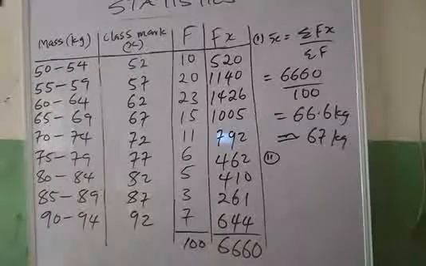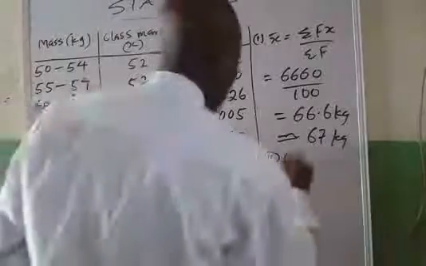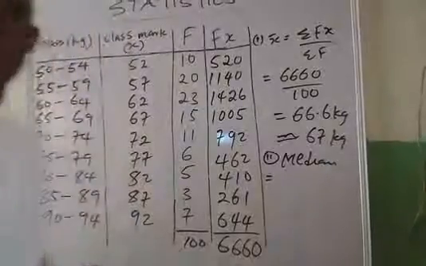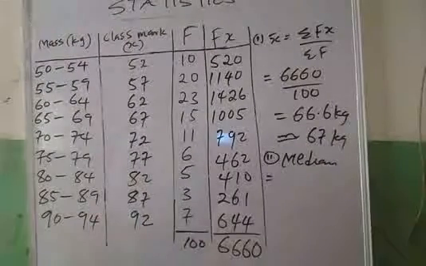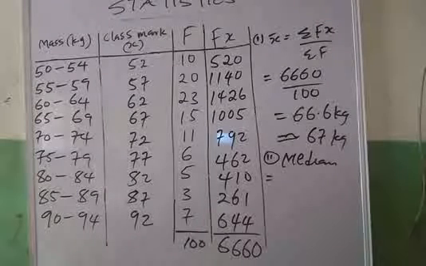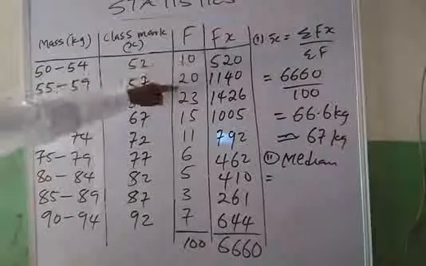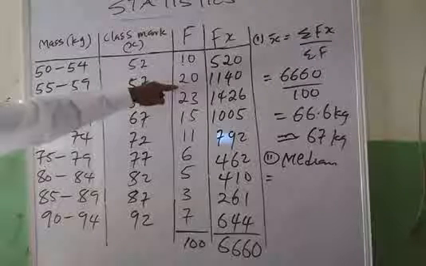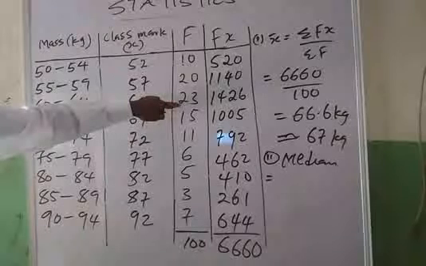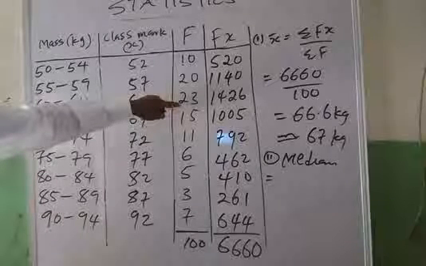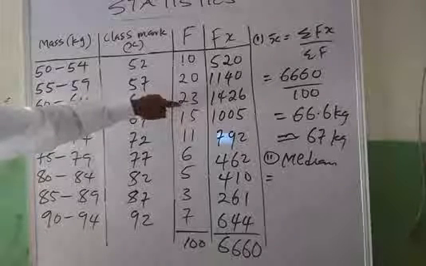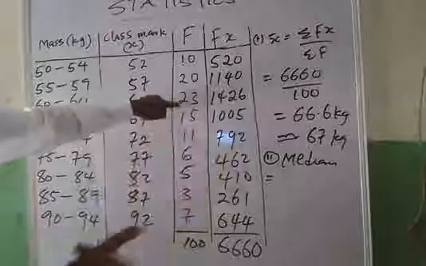Then, the median class is the class that have the 50 and 51 frequency. So let's check for the class. 10 plus this is 30. 30 plus 23 is 53. That means we have 50 and 51 there. Frequency is here, if we arrange it in order.